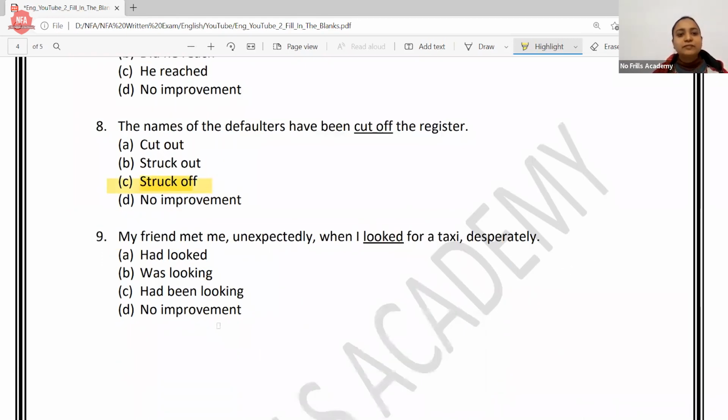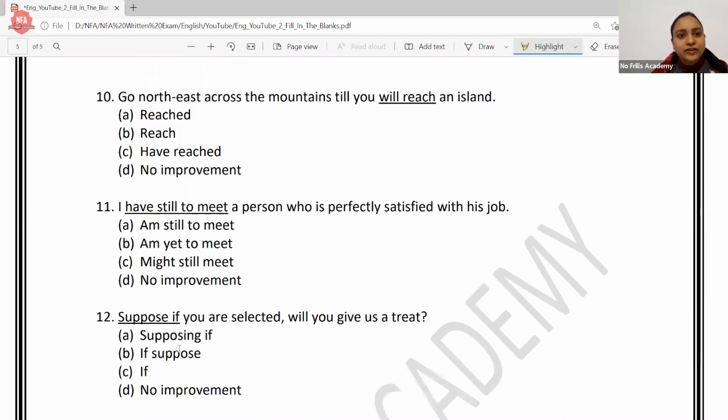Next, my friend met me unexpectedly when I was looking for a taxi desperately. I was looking. See, two pasts cannot go together. My friend met me and then I looked. It cannot go together. Was looking. My friend met me unexpectedly when I was looking for a taxi desperately. Next. Go northeast across the mountains till you will reach an island. Reached. Reach. Have reached. No improvement.